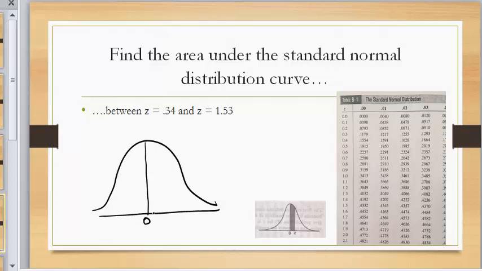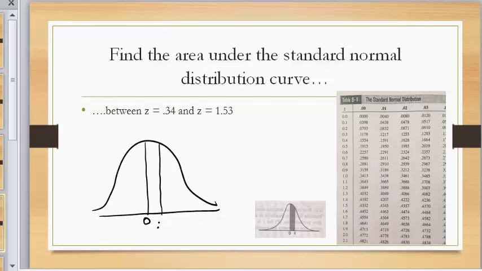So I begin with a picture of my curve, and I'm going to mark off both of those z-scores. Both of the z-scores are positive, so they need to be both marked off on the right-hand side of the curve. They need to be in the correct order, meaning the one that's closest to 0 needs to be the smallest of the two values. So even on a number line, 0.34 would come in first, and then further down the line we would have 1.53.